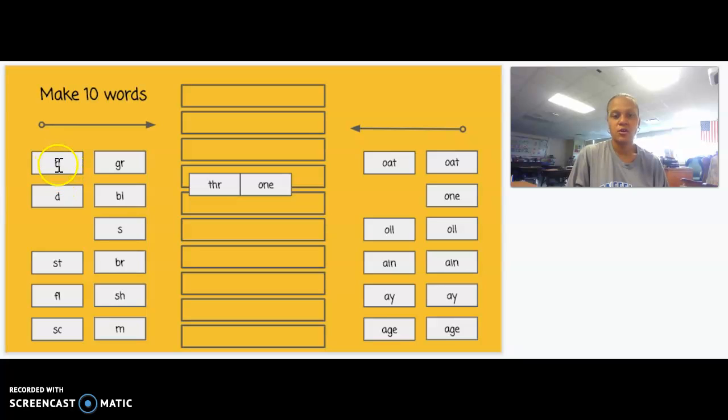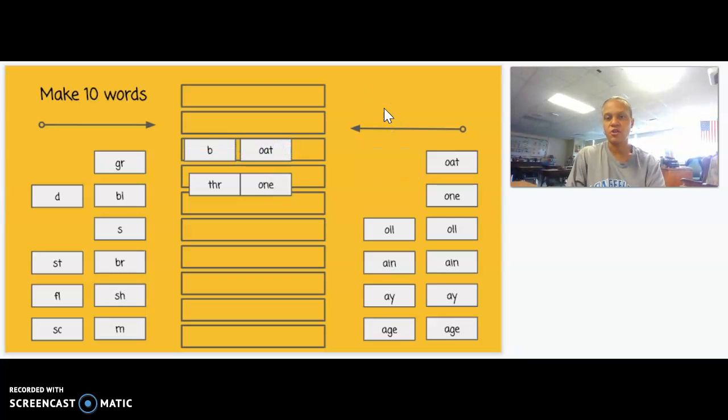So if I take the consonant B for the beginning, which says buh, and I move it over, and then I take the OAT, which says oat, and I move it over, then I have the word boat. So you're going to continue and do this for all 10 words on your word grid.